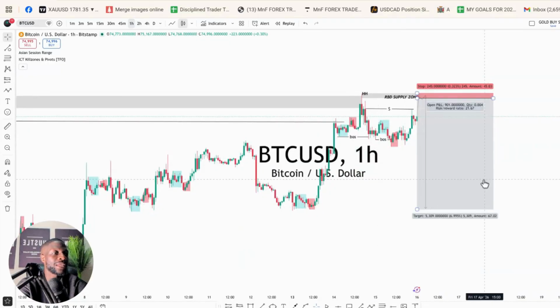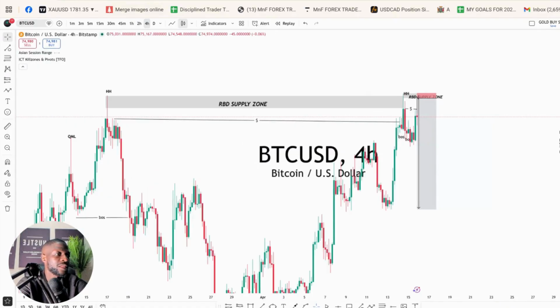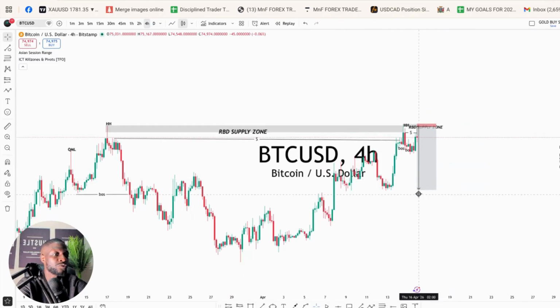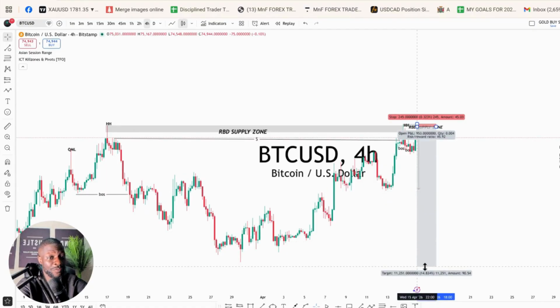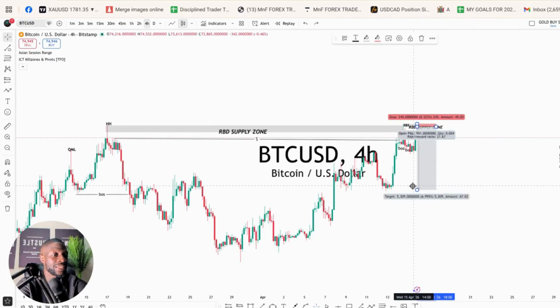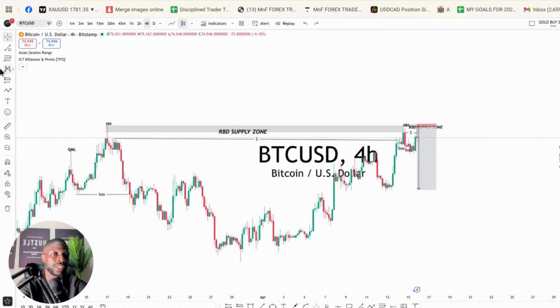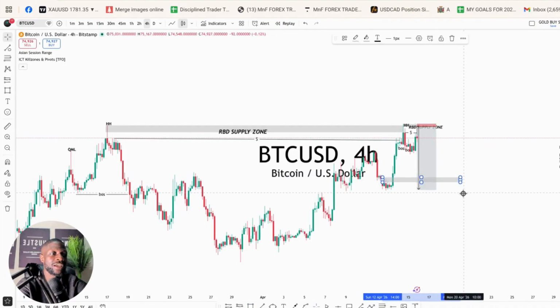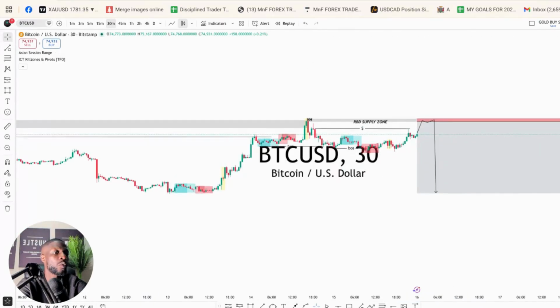and for my target, I'm targeting this low right here, making this a 1 to 22 risk reward ratio, risking 25 pips to potentially make around 530 pips right here. Like I said, this trade has the potential to drop all the way here, but we're going to just target this low right here. Why? Because this area is a demand zone and the market may actually react from this and cause price to reverse. That's the reason why we are targeting that low for now.